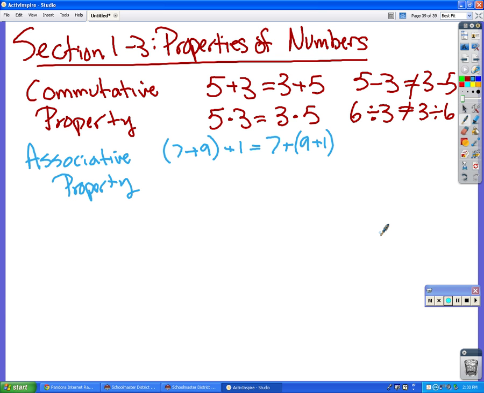If I had to add up the numbers 7 and 9 and 1, which are the easiest of those two numbers to add together first? The 9 and the 1, because that gives you 10, right? And then 10 plus 7 is 17. Whereas 9 plus 7, you might have to think about that one a little bit. So when you're doing an addition problem, you can decide which pairs you want to put together first.